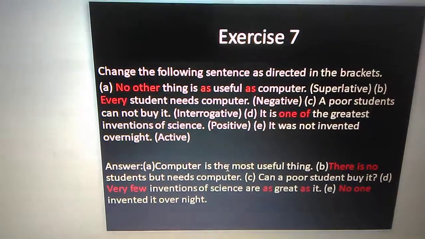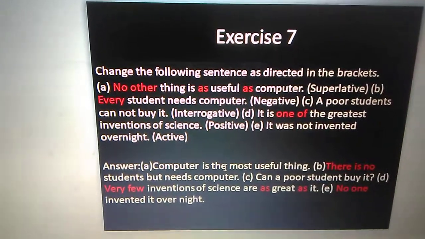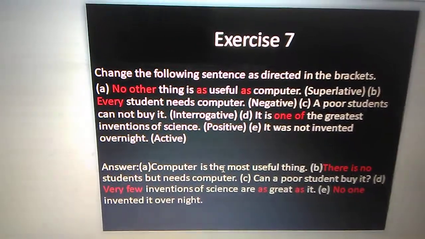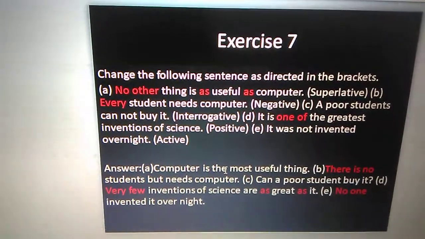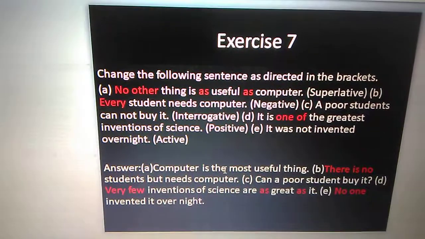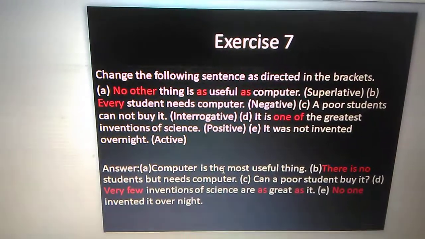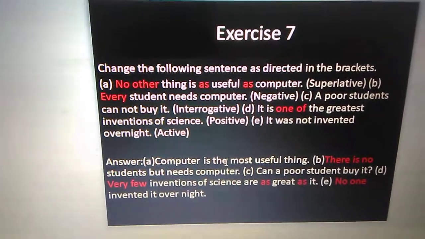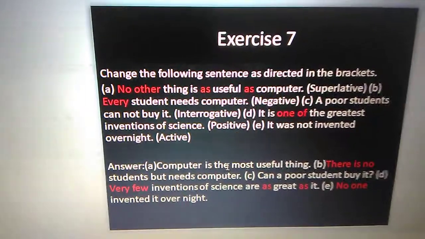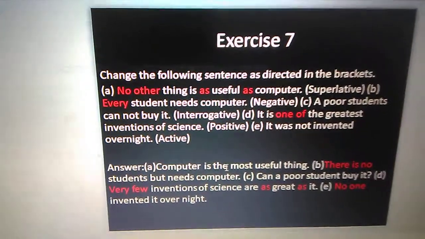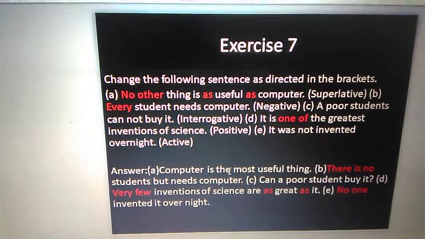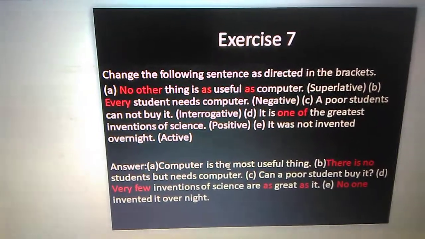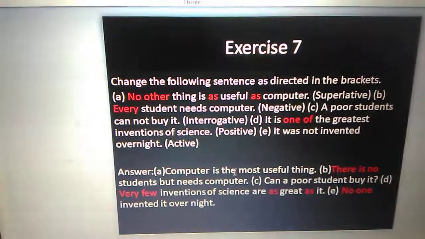It was not invented overnight. It is passive. Sometimes I told you there is nothing by. It was not invented overnight by scientists. It was not invented overnight by the people. There is nothing like this. So you don't know who invented it. So you can write here scientist, or you can write here no one. So no one invented it overnight. Or you can write the scientist. A scientist didn't invent it overnight.